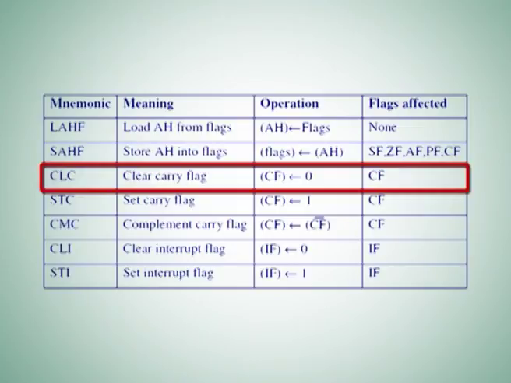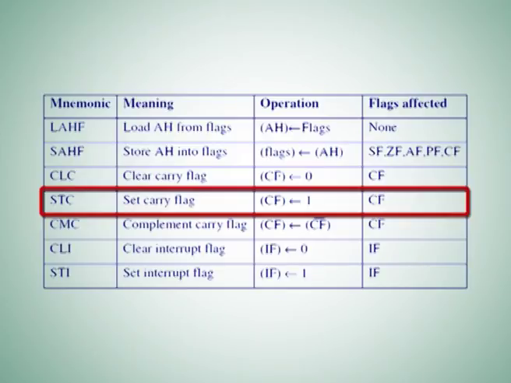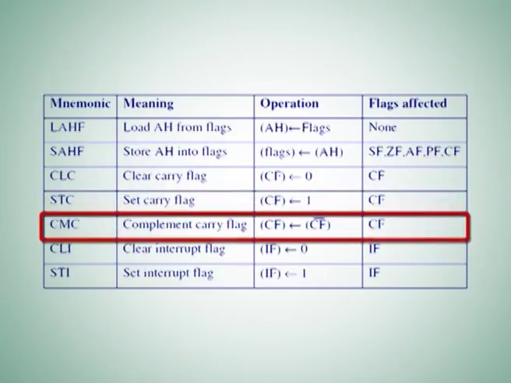The instruction clear carry, in short CLC, is the abbreviation of the instruction clear carry flag. It clears the carry to a value 0. The instruction set carry, STC, sets the carry flag to a value 1. The instruction complement carry, in short CMC, complements the carry flag. That means it reverses its status from 0 to 1 or vice versa after the execution of this instruction.